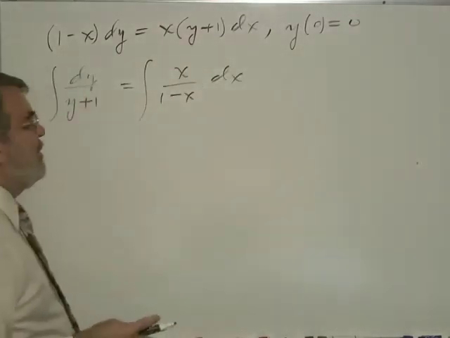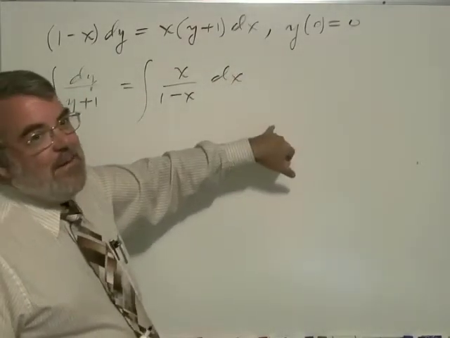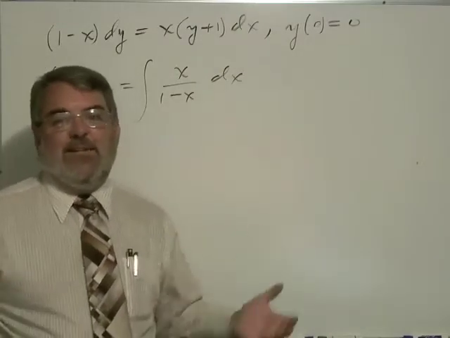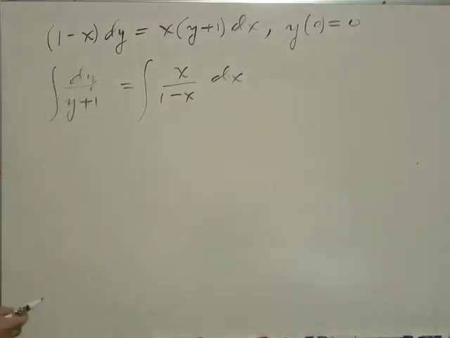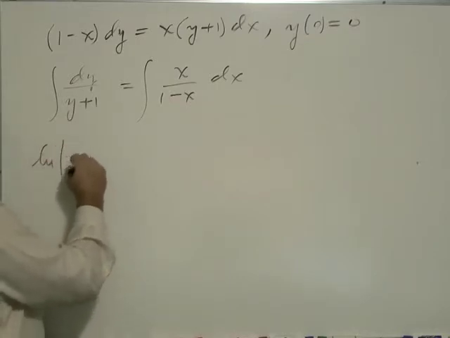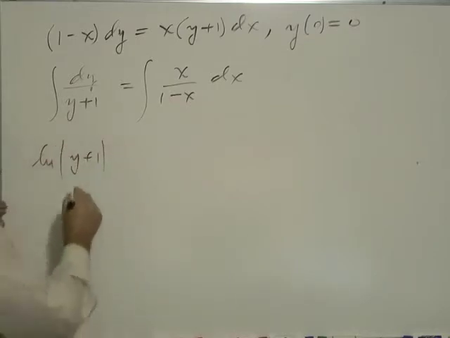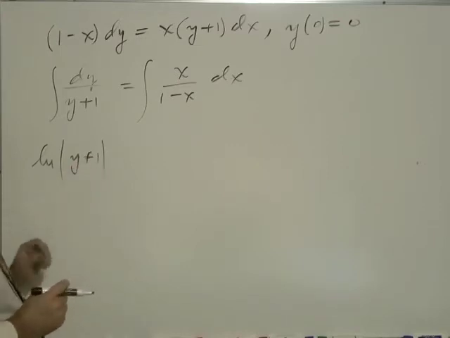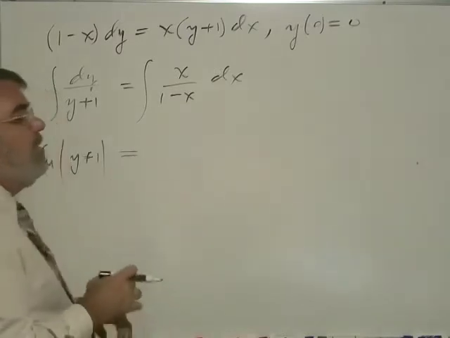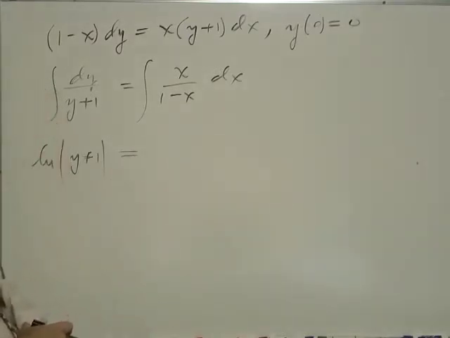Now it's important that your differentials are numerators, not in the denominator. If you try to integrate with a differential in a denominator, you're just going to get junk. Alright, so now this is a dy over y form. It's a logarithm form. And in fact, it's going to be the natural log of the absolute value of y plus 1.